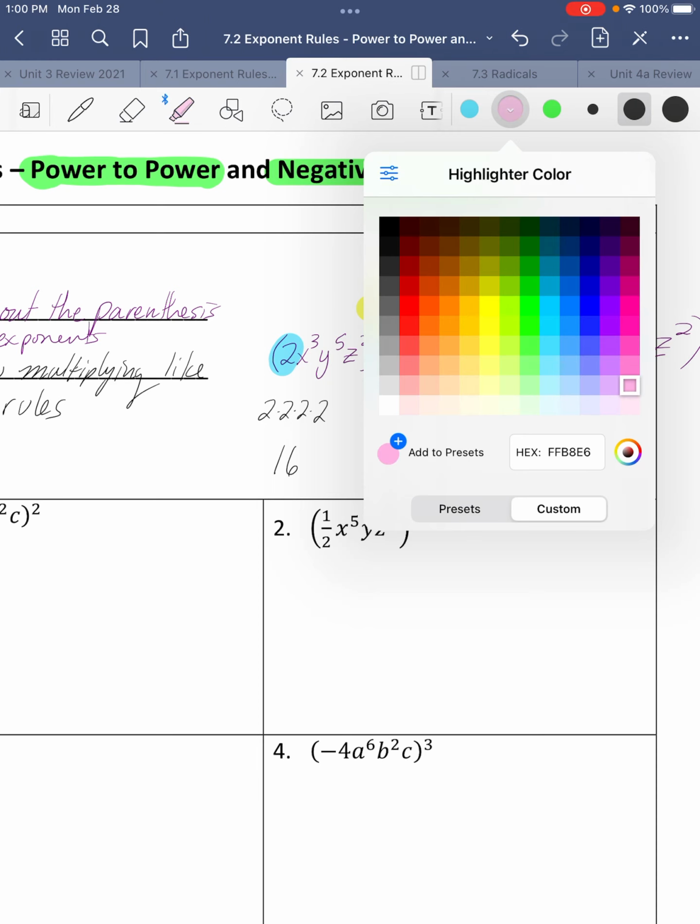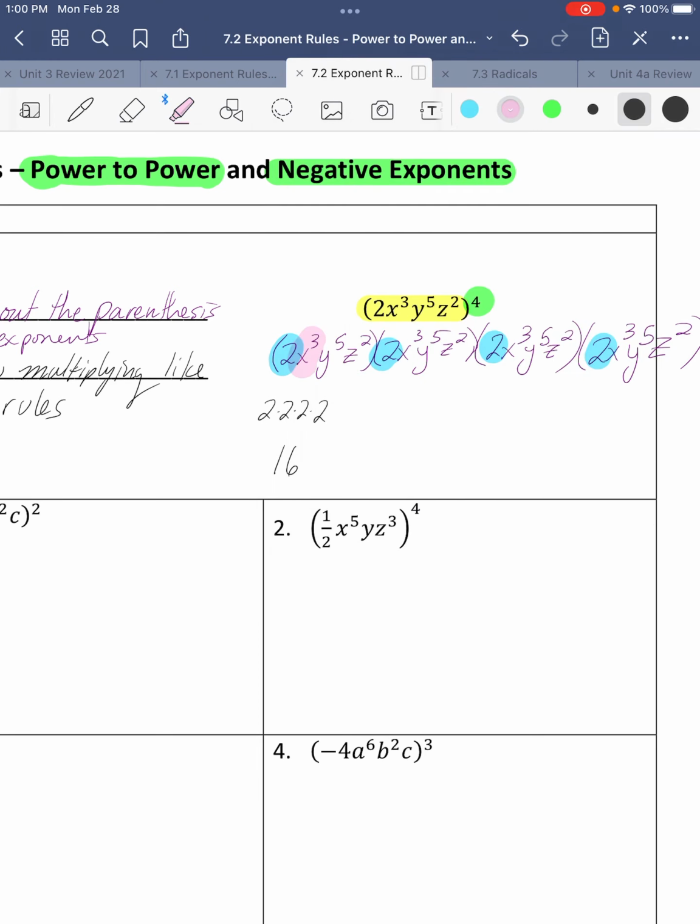Then we're going to look at our next, let's see here, pink. So we have our x to the third, x to the third, x to the third, and x to the third. When you multiply those out, like bases with multiplication, you are going to add those exponents. So it's going to be x to the 6, 9, 12, x to the 12th. We're going to keep going with this.